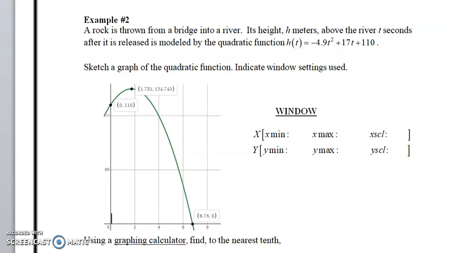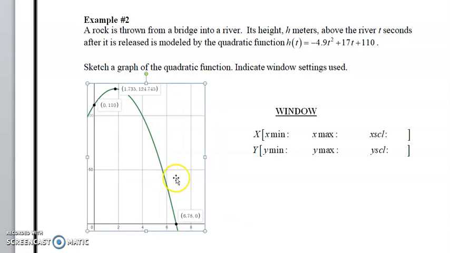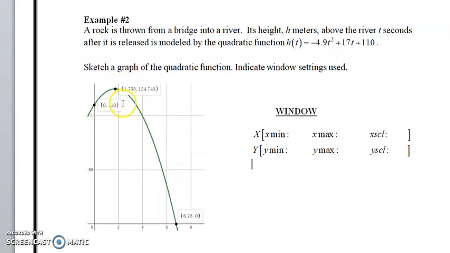Okay, so it says using a graph calculator. There's your graph. We sketched it. So you can just sketch this with pencil. Our key points are 0, 110. That's the y-intercept. That's where it starts. So this red part here that you see, ignore that. Don't have that on yours.